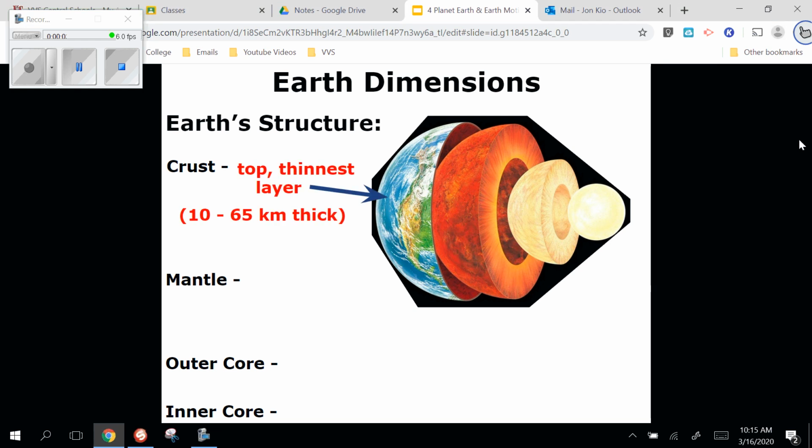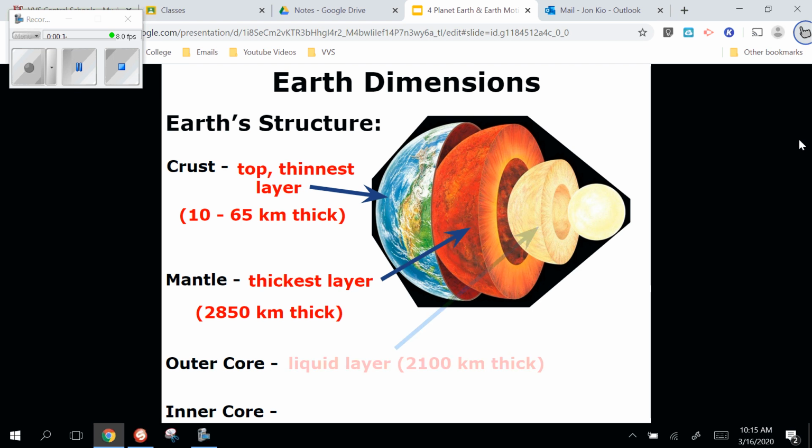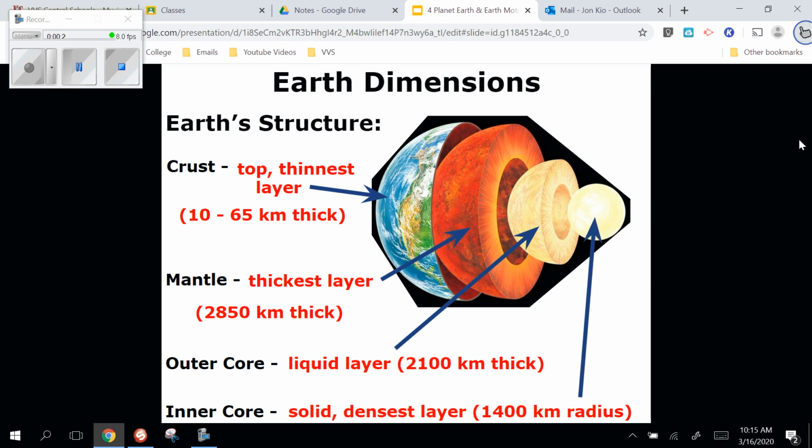All right, a little bit on Earth dimensions. Structure of the Earth, basic structure, four main layers: crust, mantle, outer core, inner core. Crust is the top layer, mantle next, also the thickest. Outer core is next, which by the way is liquid, it's molten, and then a solid, dense inner core. And we'll break it down a little further as we go.